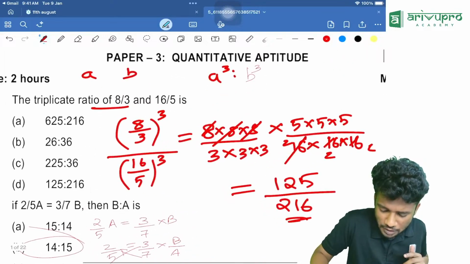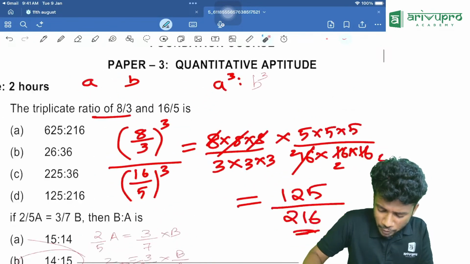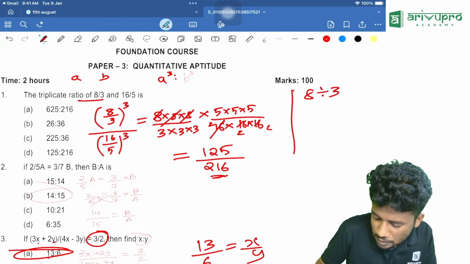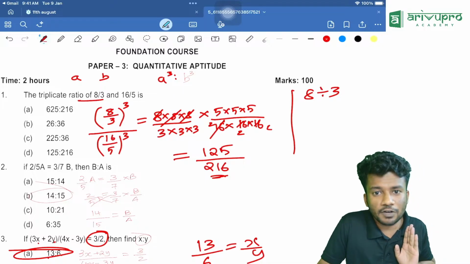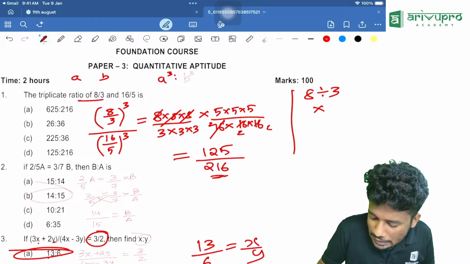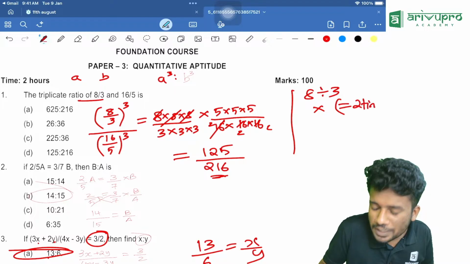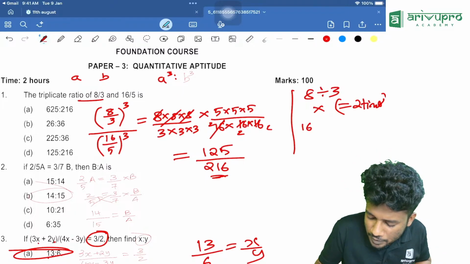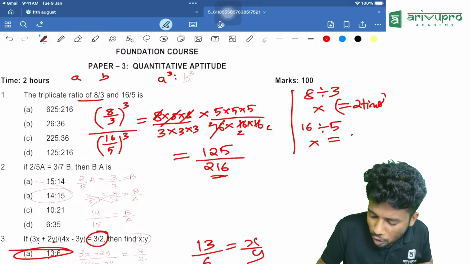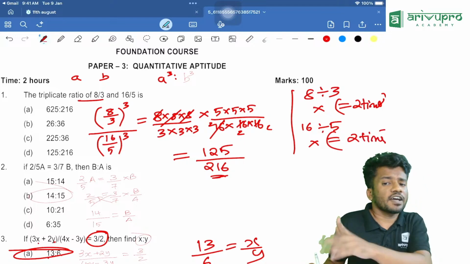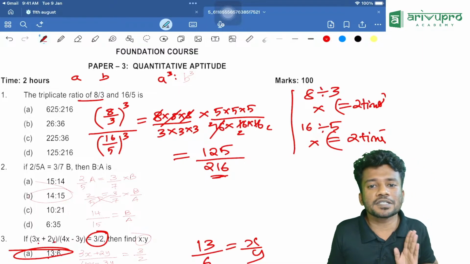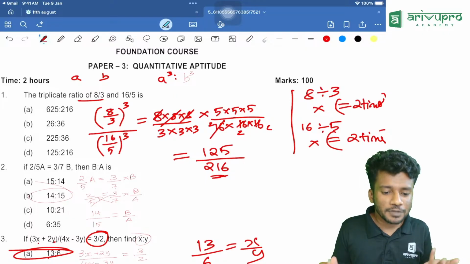In the first question, one person asked me how to do it in the other way. I'll just show you. We will just take 8 divided by 3. Take it on your calculator. Find the value of 8 divided by 3, then into, equal to how many times? 2 times. Why are we doing that? Because we are taking the cube. Similarly, find 16 divided by 5, then into equal to 2 times, because we are finding the cube. Then take the ratio and find the decimal value and check which of the options is giving you that particular decimal value. That's your answer.